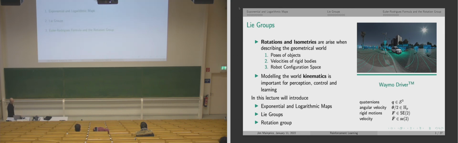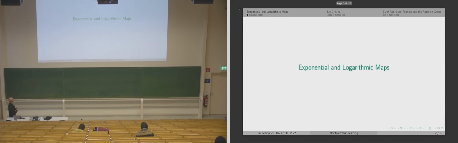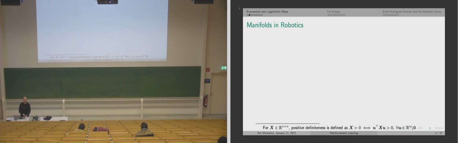Okay, so that's our outline today. We are first going to introduce these exponential and logarithmic maps, and then the Lie groups, and then the exponential map of the rotation group. So, coming back to Riemannian geometry, what is the exponential map and what is the logarithmic map? Before we do that, we can give a little bit of context of where manifolds arise in practice, for example, in robotics.